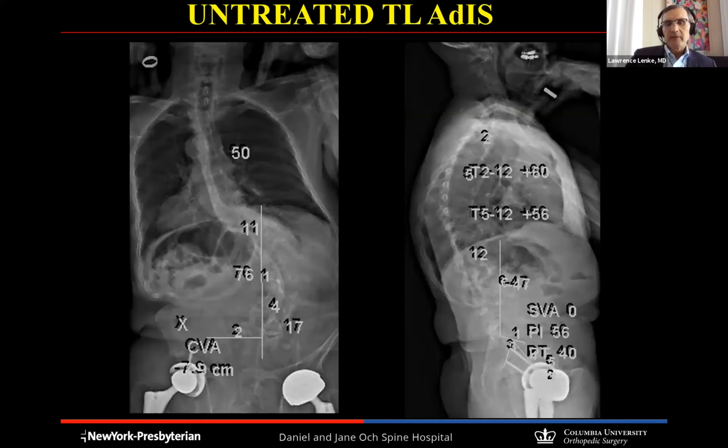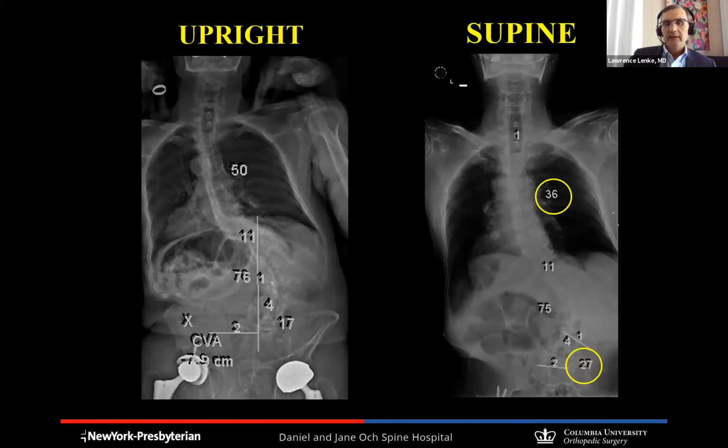Here's a bit of an unfamiliar, unusual case, but something we see in the ADIS population, a patient who has more of a coronal malalignment and sagittal malalignment. So his main complaint actually is leaning to the left. You see he's off nearly 8 centimeters in the coronal plane. The sagittal alignment is quite good though, overall, in his regional and global alignment. His supine image shows a structural thoracic curve and, not surprisingly, a structural lumbosacral curve here at 27 degrees.